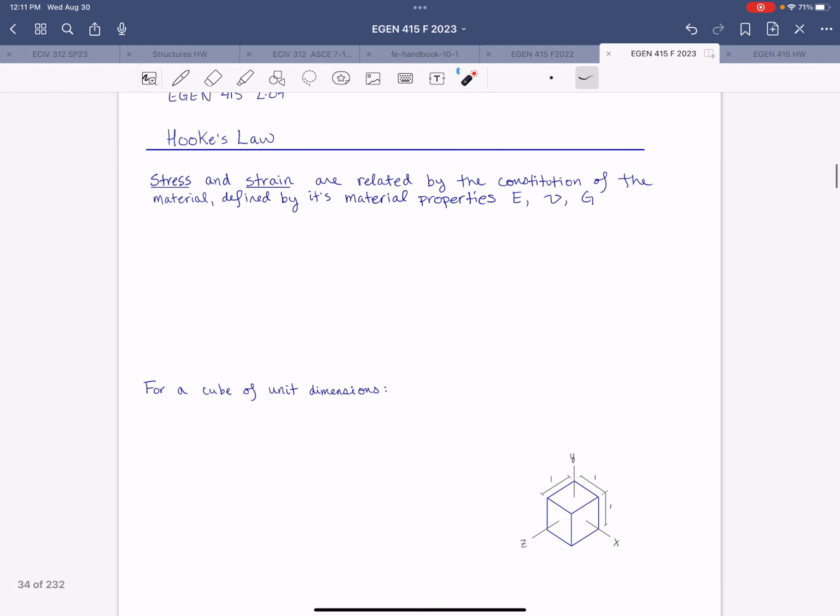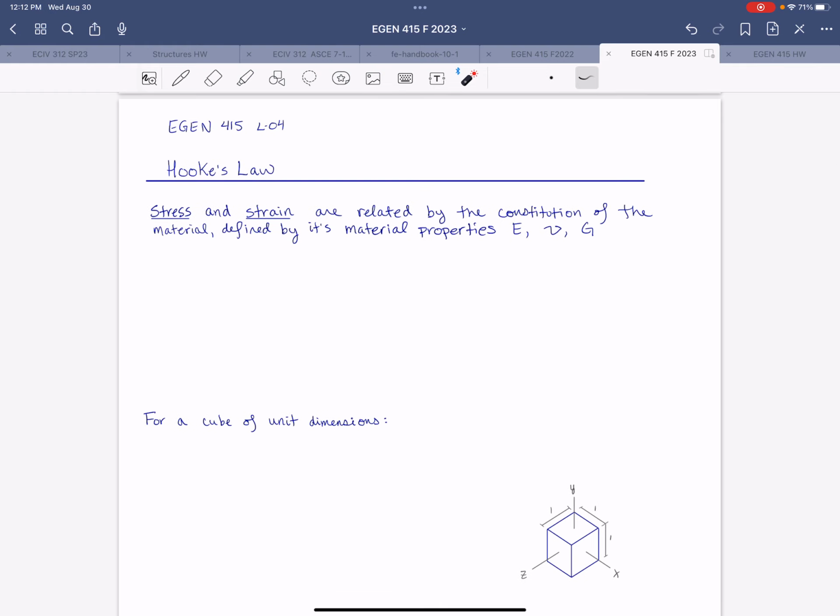And then that leads us to the next topic, which is Hooke's law. Most of this should also be review for you guys. You've all seen Hooke's law before in mechanics of materials. But before we dive into that, do you have any questions on Mohr's circle or any of the stuff that we just talked about? Okay. All right.